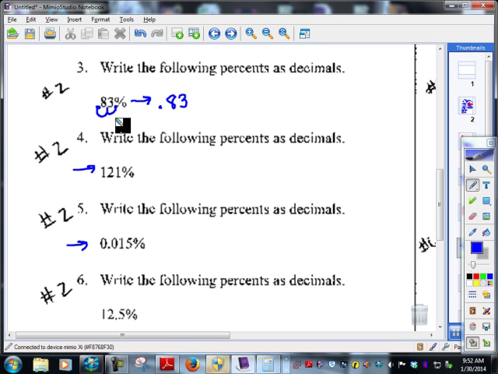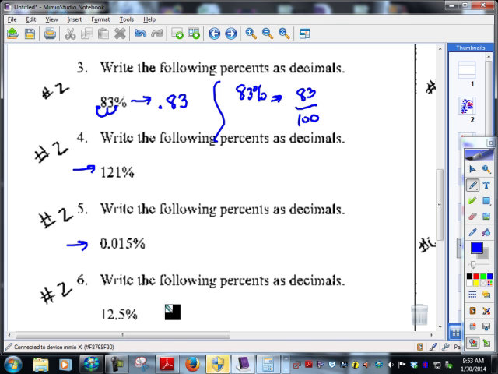Now, let me give you the other way. This is the surefire way. You will never miss it. I promise you, if you follow what I'm about to show you, you will never, ever miss this. Please listen. 83%. Somebody tell me, what is it as a fraction? Amber. 83 over 100. Now, somebody answer this question for me. What are all fractions? Division problems. Can everybody say that? All fractions are division problems.